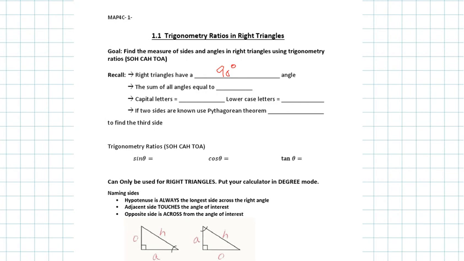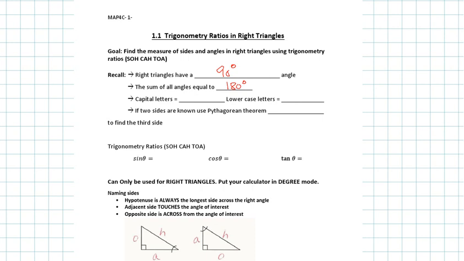When you're looking at any triangle, no matter what kind of triangle it is, what's the sum of the interior angles of the triangle? 180. No matter what kind of triangle we have, they're going to add up to 180 degrees.